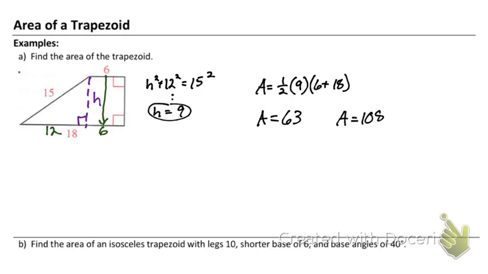All right, let's just check that. Okay, 6 plus 18 is 24. 24 divided by 2 is 12. 12 times 9 would be 108, so 108 would be the correct answer. You might have plugged it in wrong, Cam. It's actually 108.